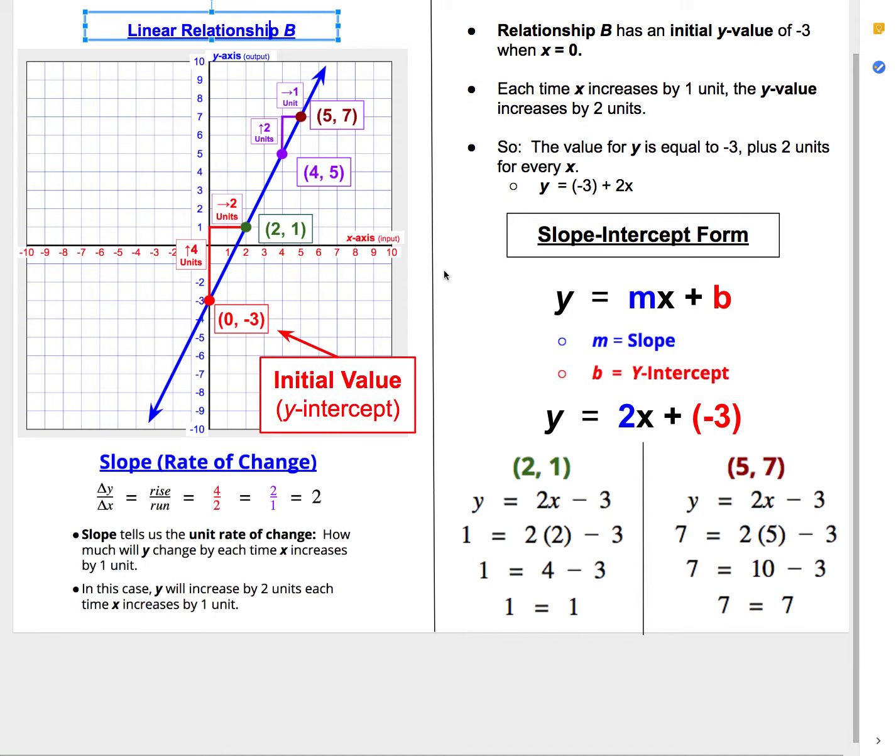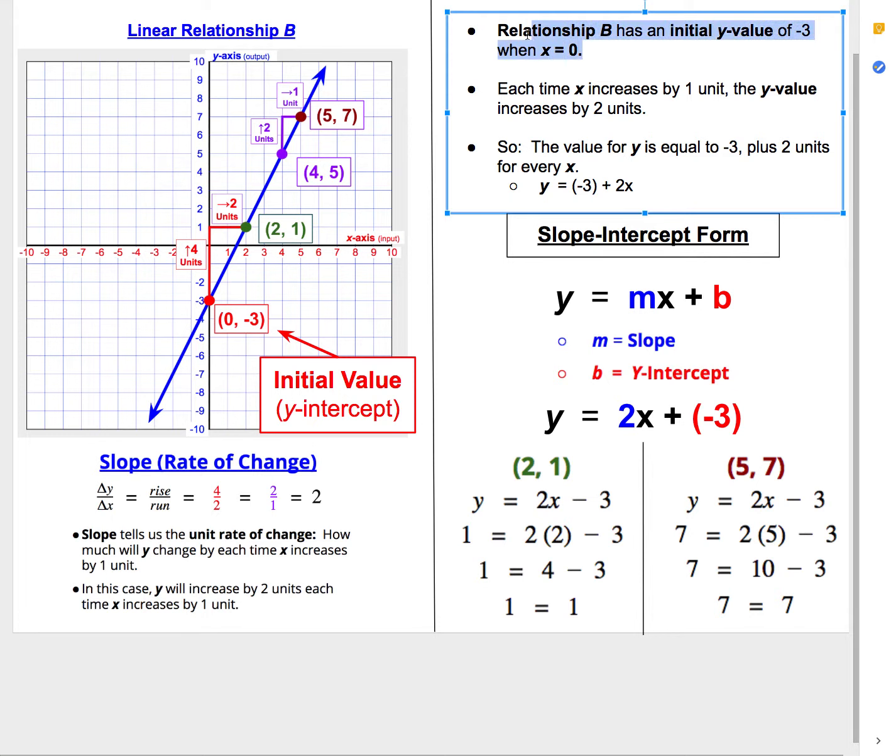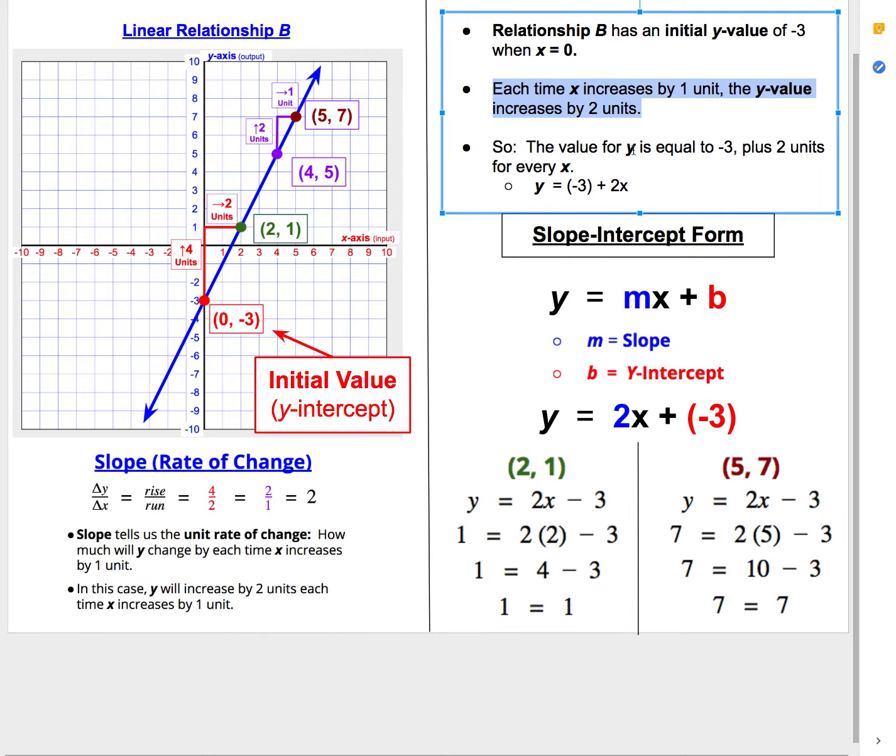Taking this understanding and trying to write an equation, we should now understand that relationship B has an initial value of -3 at the beginning, or when x is equal to 0. Every time we increase the x by 1 unit, our y value is going to increase by 2 units. So our value for y is always equal to that initial -3 plus 2 units for every x. We could write this as an equation. y is equal to the initial -3 plus 2 for every single x.